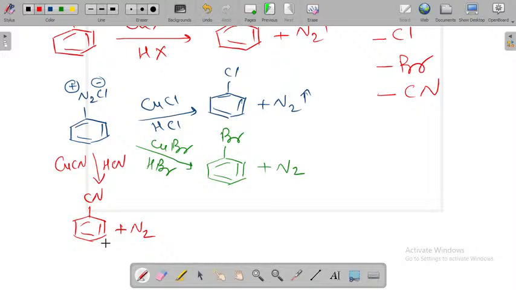So this reaction again takes place with the freshly prepared benzene diazonium chloride salt, which when reacted with cuprous chloride or cuprous bromide produces chlorobenzene or bromobenzene. Similarly for the cyanobenzene.